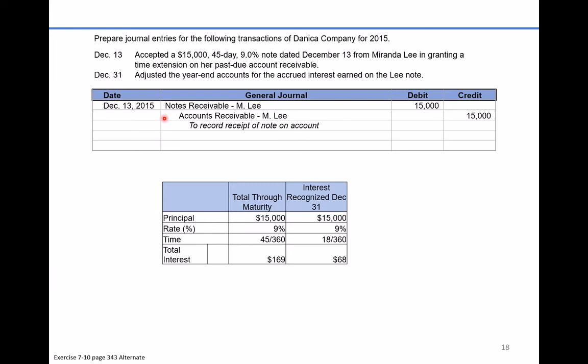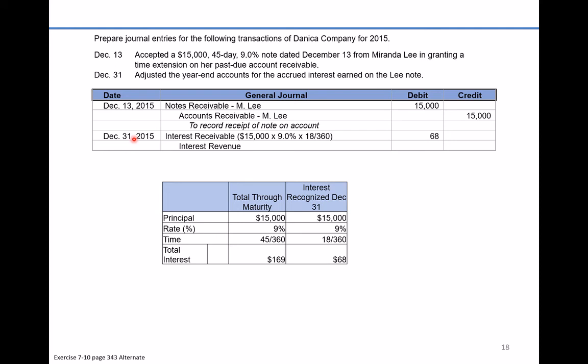So the first entry is to get rid of the old account receivable and turn it into a new note receivable. The second part of the entry is then to determine what is the amount of interest income that the company really earned on this note for the month of December. So we're going to have some interest revenue and interest receivable.